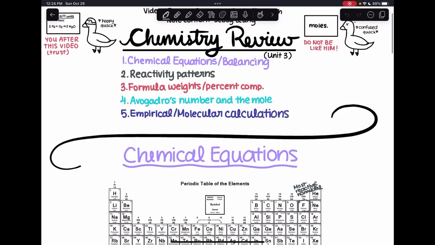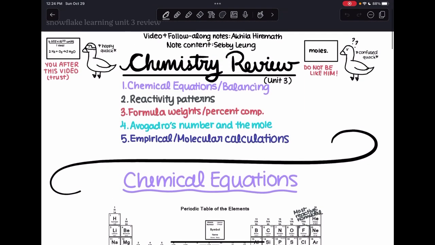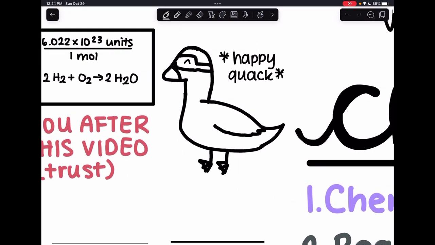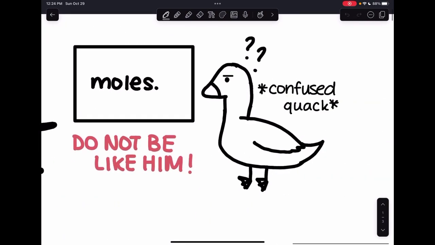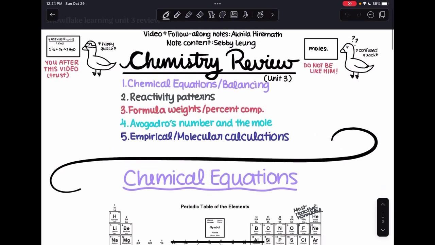Just a little note before we get started, this video is going to be divided into two parts. So this first part is going to be about chemical equations and balancing and reactivity patterns, alright? So we're going to get into those things, and by the end of the video, you'll be like this duck, and you are not going to be like this duck, okay? So let's get into these first two things.